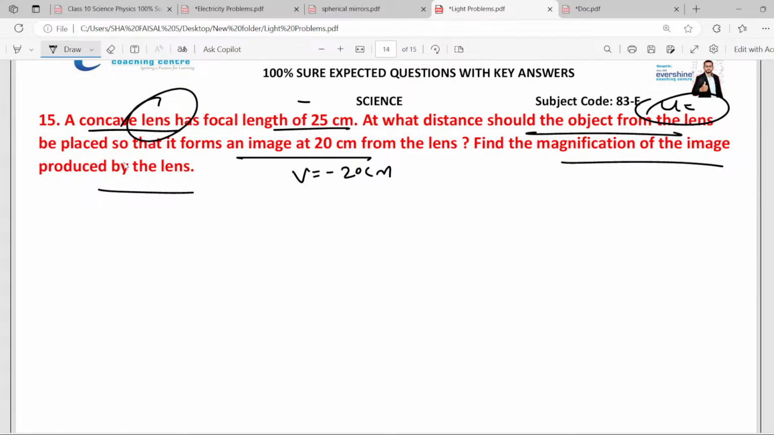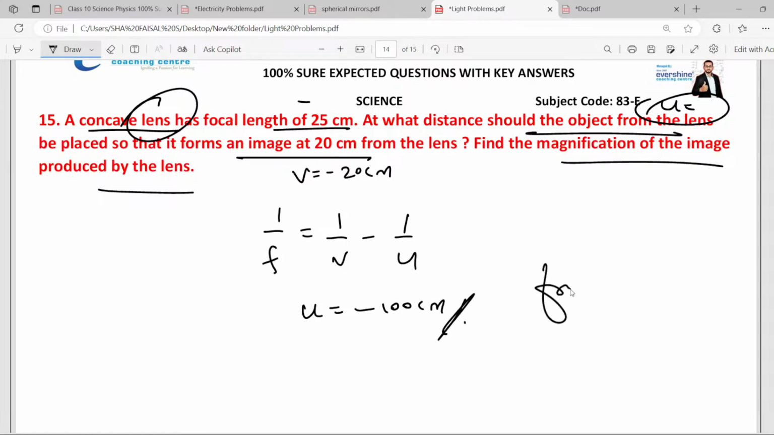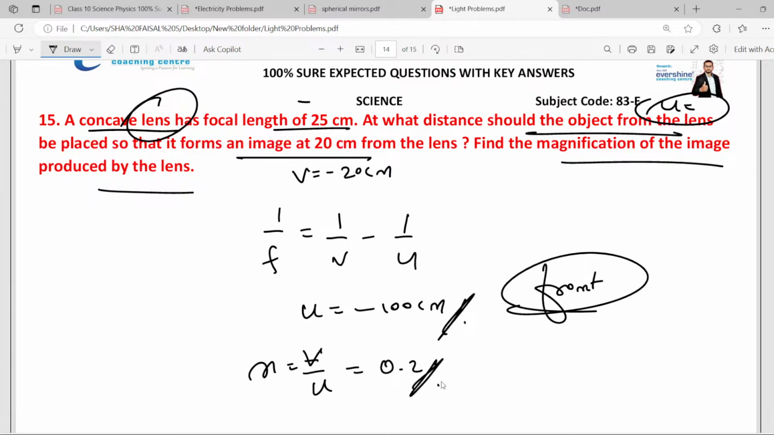So it is lens. So you should use lens formula. 1 by f equals 1 by v minus 1 by u. So from this, calculate the value of u. So you may get minus 100 centimeter. Since it is minus, you should say object is in front of the lens. Then use magnification. m equals plus v by u. It is lens, no? Yeah, plus v by u. So you may get the value 0.2.